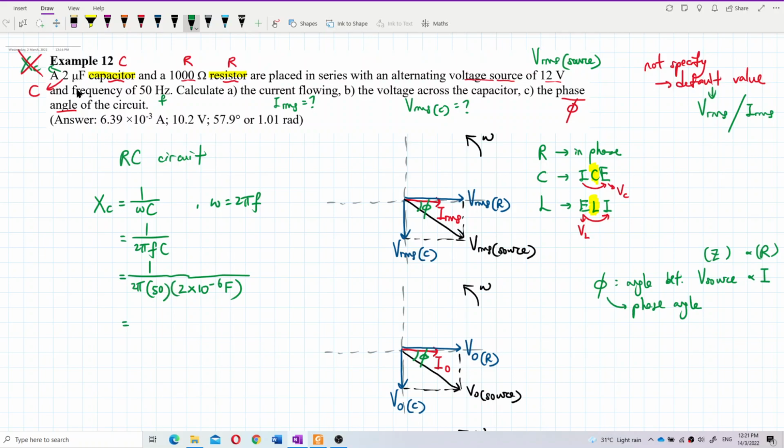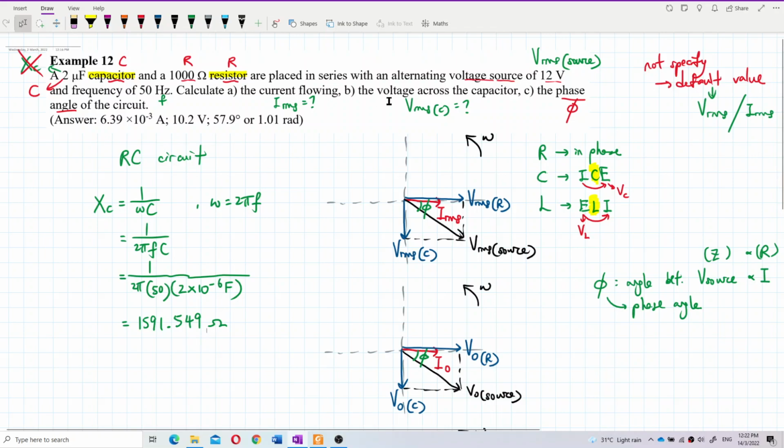Let's calculate the value. 2 pi multiply 50 hertz and then multiply by 2 exponent negative 6. So 1 over the answer. So the answer is 1591.54. Just 549 is enough. Okay, 549 ohm. This is the capacitive reactance. We got it already. Now we want to find the current.